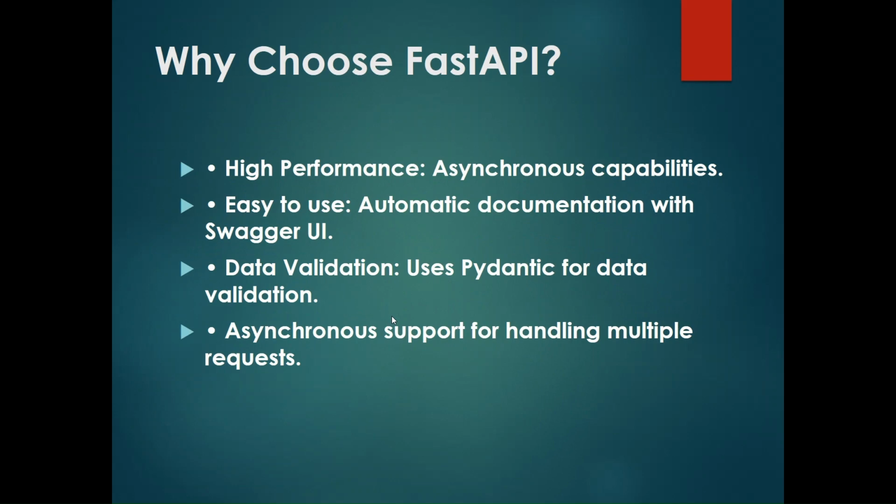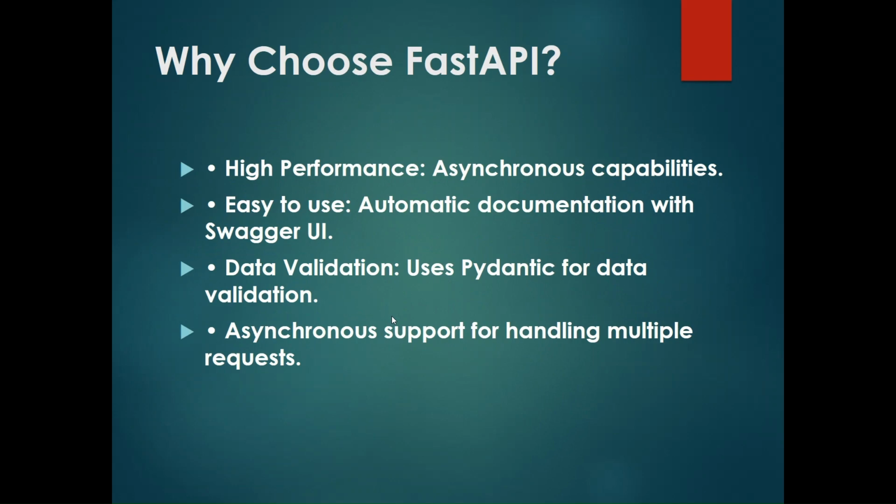Automatic documentation with Swagger UI, which is, I can say, a very good point in FastAPI, guys. Here there is no need to create any documentation for the API. This Swagger UI will give documentation automatically, guys. So that also I'll show you today. Then data validation also we'll see by using Pydantic for data validation. So we will create data validation also in the API, that also we'll see.